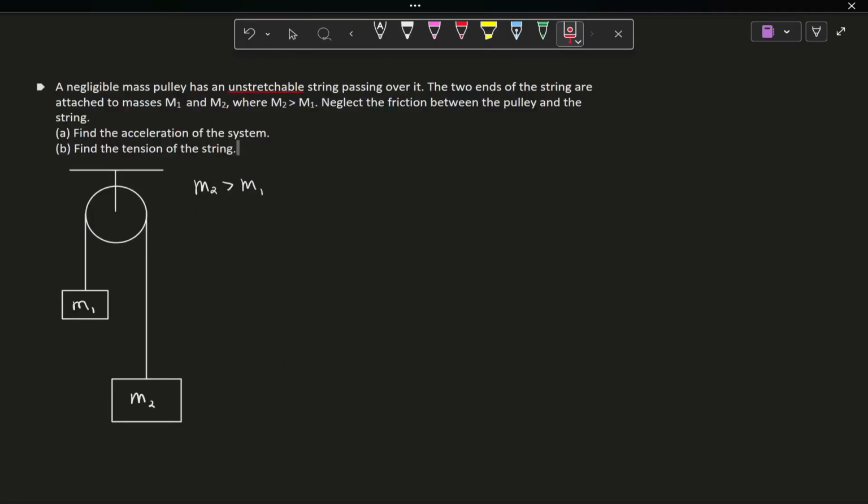A negligible mass pulley has an unstretchable string passing over it. The two ends of the string are attached to mass m1 and m2, where m2 is bigger than m1. Neglect the friction between the pulley and the string. A. Find the acceleration of the system. For this question, we're still using the whole separate method.